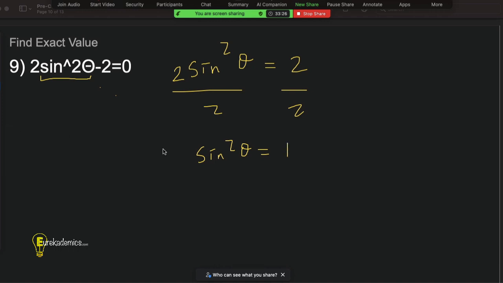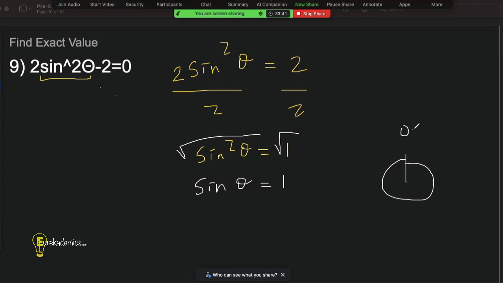So then I want to just take the square root of this to get rid of that squaredness, and I'll have sine theta would equal just 1. And then go on your unit circle, you would realize 0, 1, sine theta equals 1 happens at 90 degrees, or pi halves.